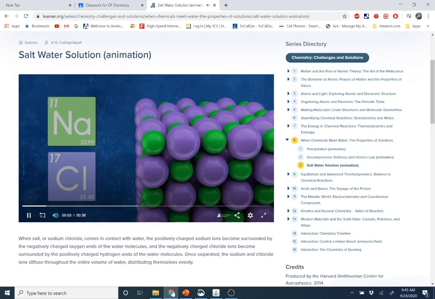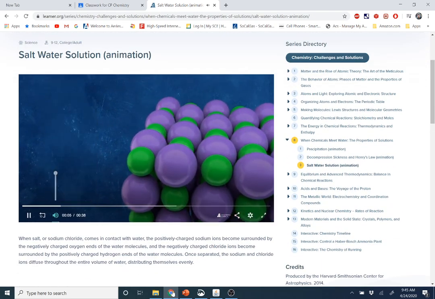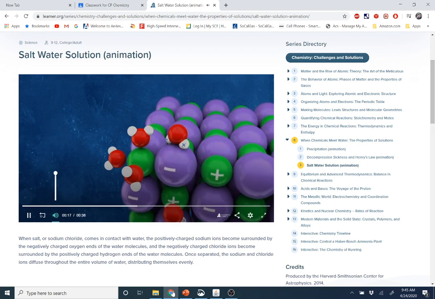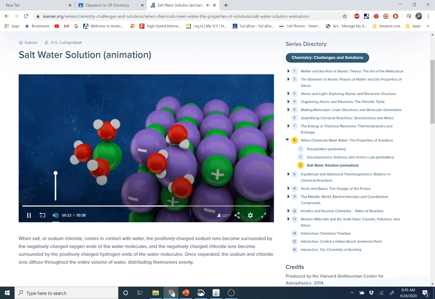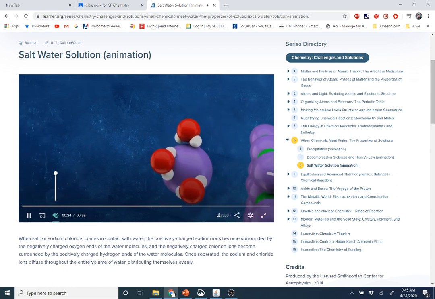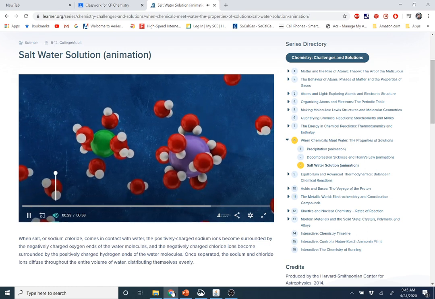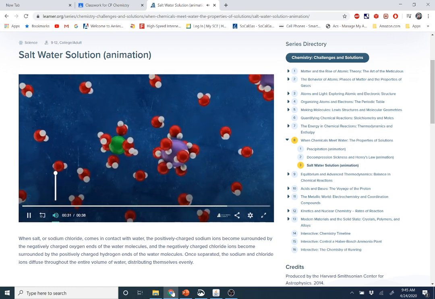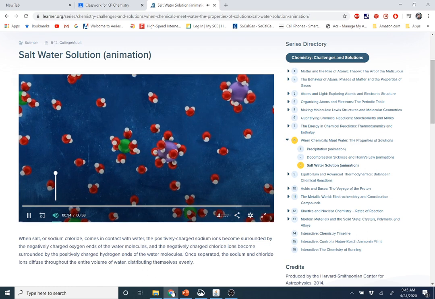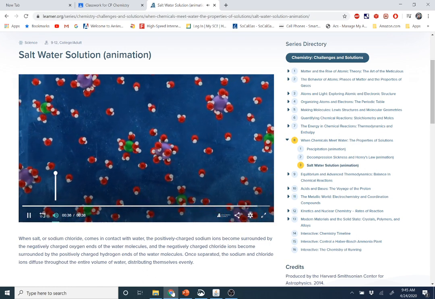When the salt comes in contact with water, the positive sodium ions can become surrounded by the negative oxygen ends of the water molecules. And the negatively charged chloride ions become surrounded by the positive ends of the water molecules. And the separate sodium and chloride ions can then diffuse throughout the entire volume of water, distributing themselves evenly. When all of the molecules are dispersed in solution, it is the perfect environment for a beautiful reaction to take place.